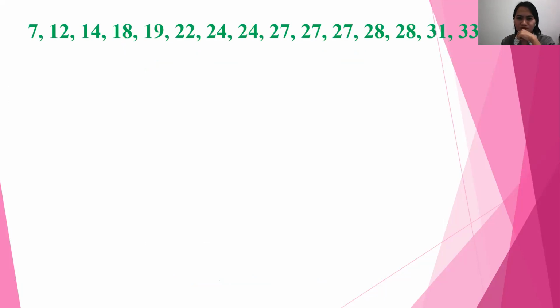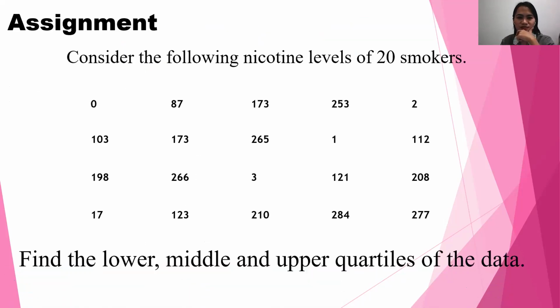Okay, any questions regarding our topic? Did you understand our topic? Very good. For your assignment, you're going to consider the following nicotine levels of 20 smokers. The table here is our data distribution, and you're going to find the lower, the middle, and the upper quartiles of the data. Don't forget to include your conclusion.